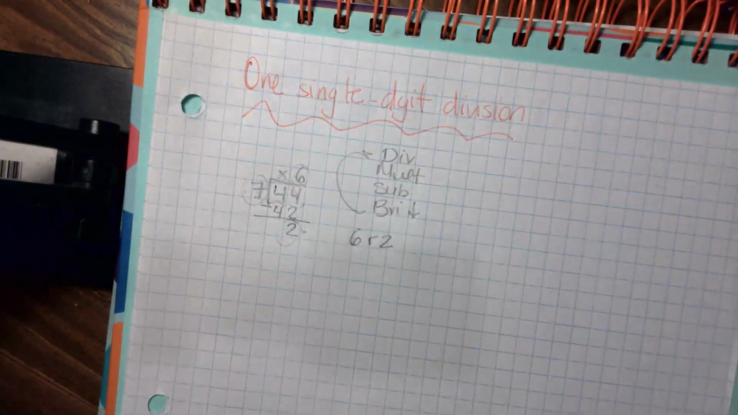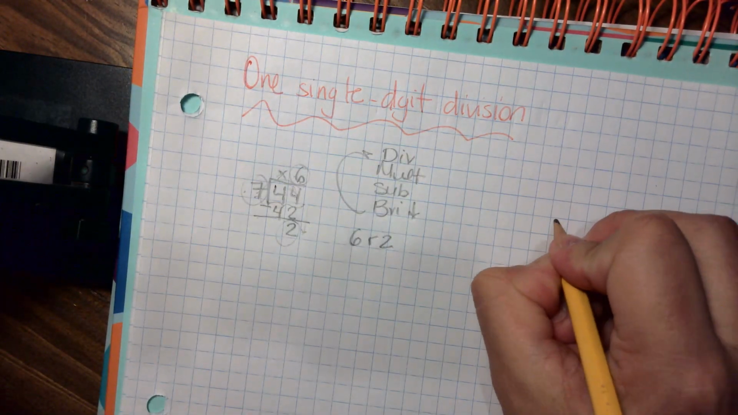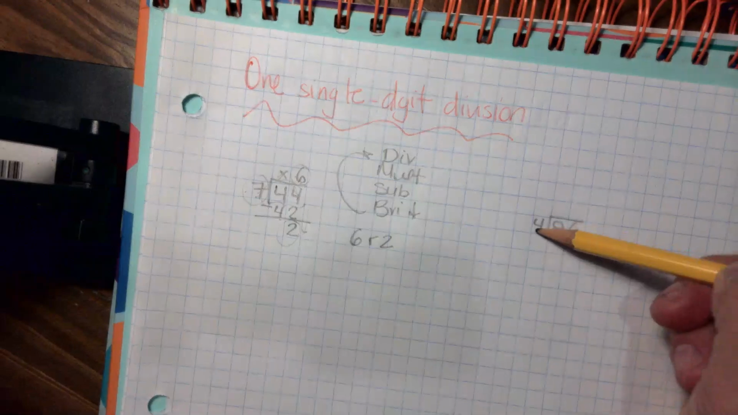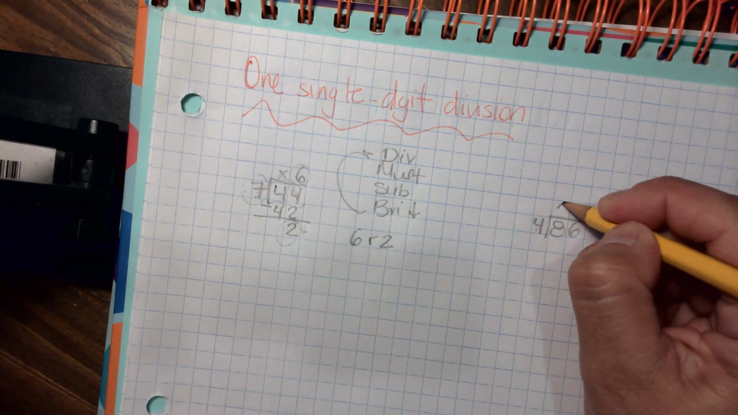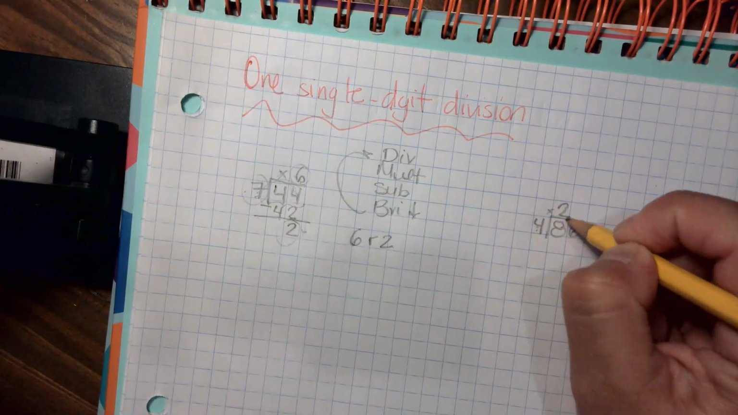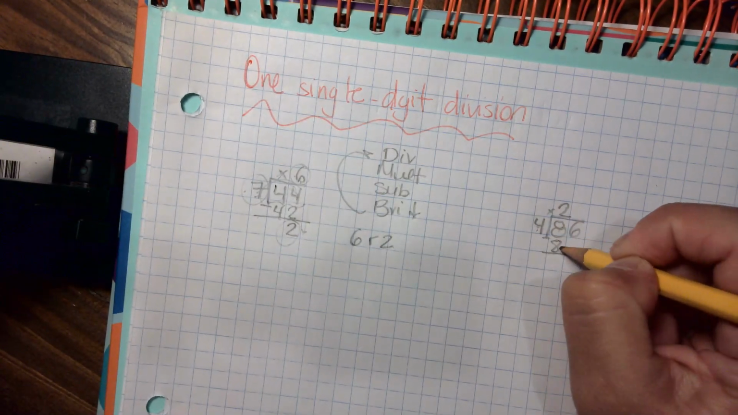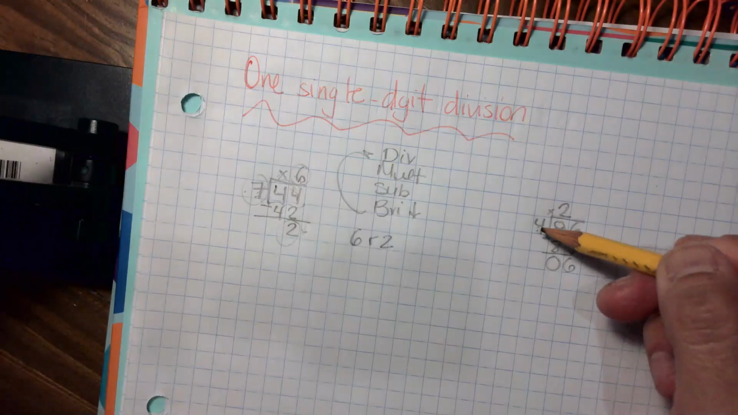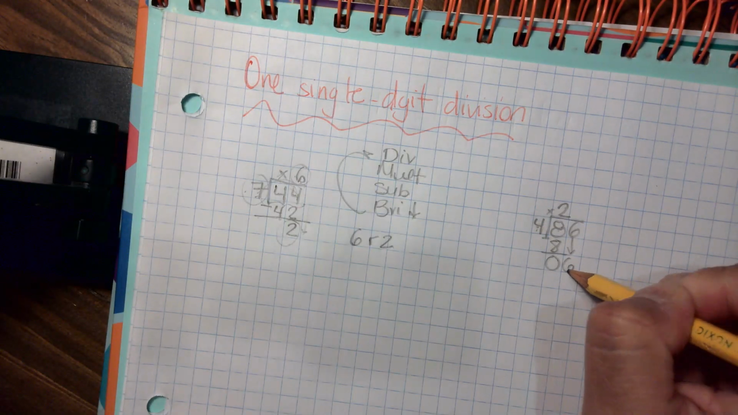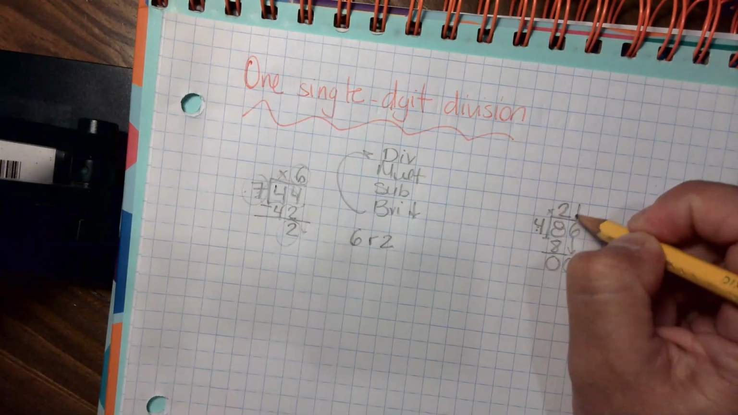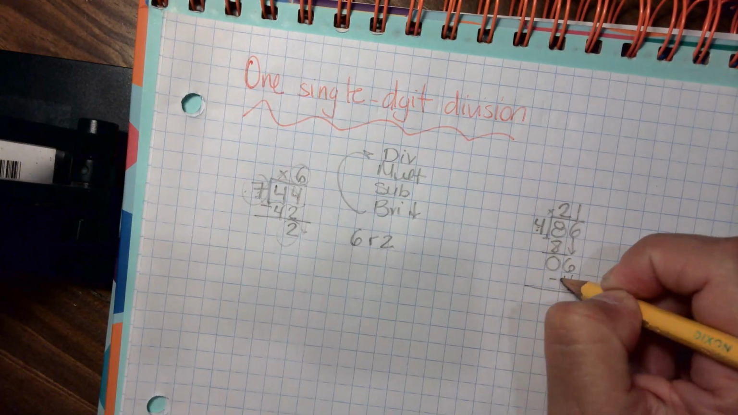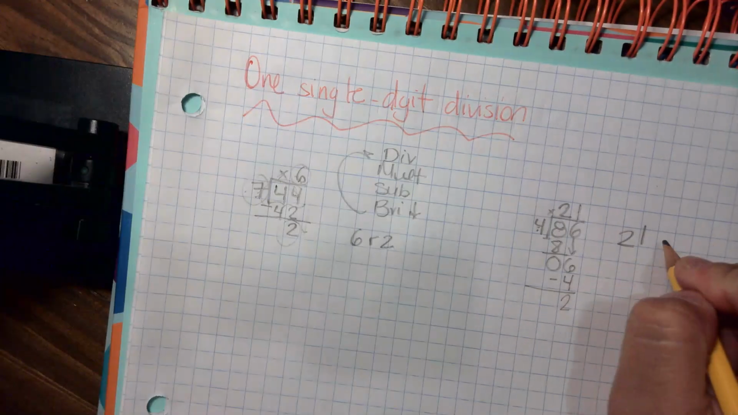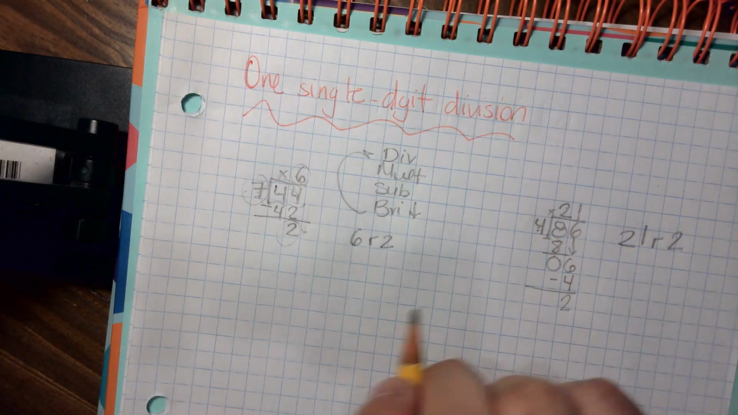Let's do another one. What if I have 86 divided by 4? Can I fit 4 into 8? Yes, it's a 2. 4 times 2, 8. 8 minus 8, 0. Bring down the 6. Can I fit this 4 into the 6? Yes. How many times? 1. 4 times 1, 4. 6 minus 4, 2. And I'm done. So it's 21, remainder 2.